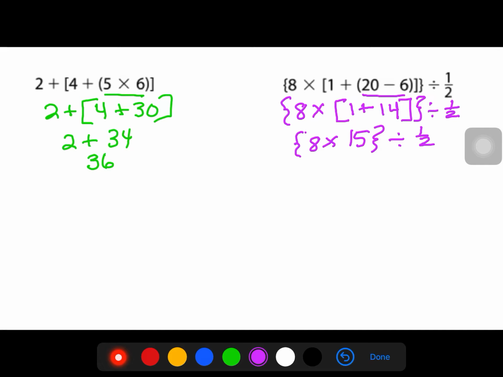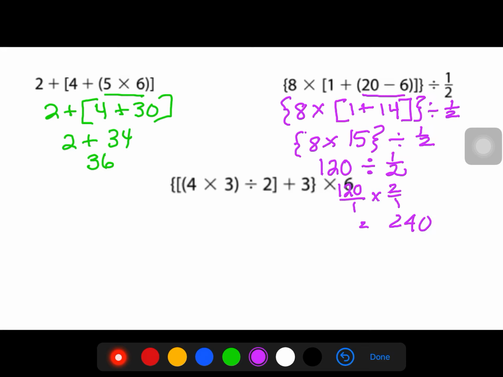Well, if that's not coming to you real easily, what I like to do there is I say, okay, well, what's 4 times 15? That's 60. I know that. So 8 times 15 is just double that. So it's 120. And then I want to divide it by 1/2. Please remember, when you divide it by 1/2, that's like multiplying by 2. 120 divided by 1/2 is the same as 120 times 2. That's why your answer is 240.